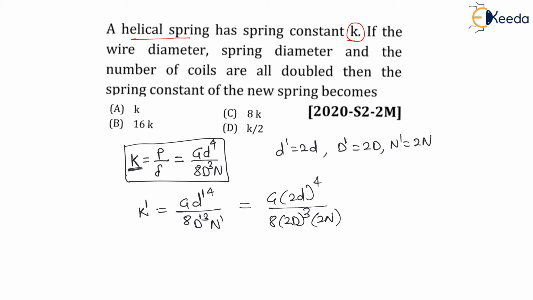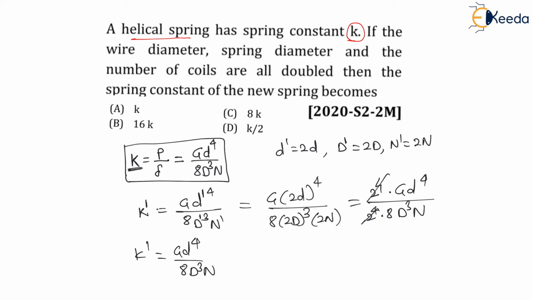Now my dear students, if I simplify this, I will get here 2 power 4 into G d power 4 divided by here 2 cube into 2, again 2 power 4, 2 power 4 into 8 D cube N. Therefore 2 power 4, 2 power 4 will get cancelled and this K dash will become equal to G d power 4 divided by 8 D cube N, which is nothing but initial K only.